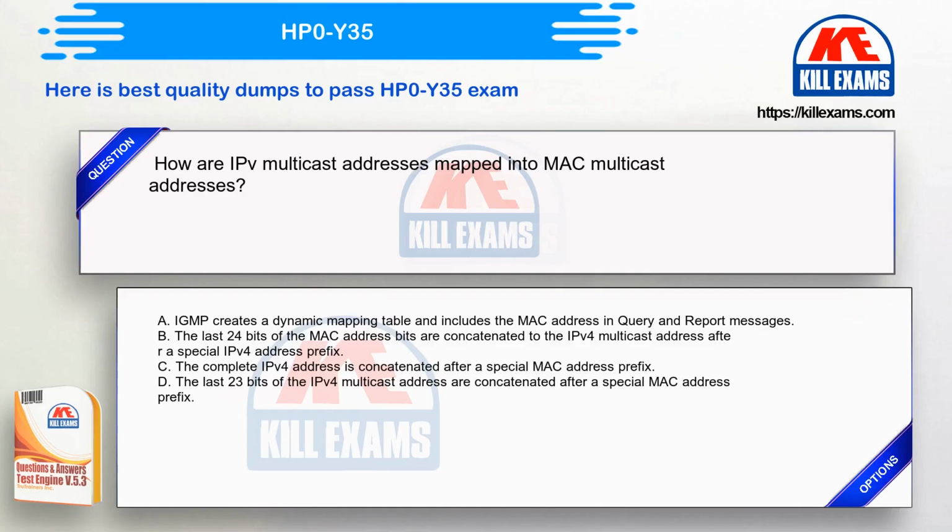How are IPv4 multicast addresses mapped into MAC multicast addresses? Option A, IGMP creates a dynamic mapping table and includes the MAC address in query and report messages. Option B, the last 24 bits of the MAC address are concatenated to the IPv4 multicast address after a special IPv4 address prefix. Option C, the complete IPv4 address is concatenated after a special MAC address prefix. Option D, the last 23 bits of the IPv4 multicast address are concatenated after a special MAC address prefix.